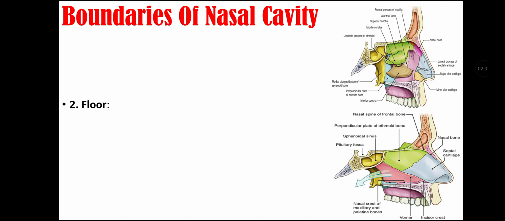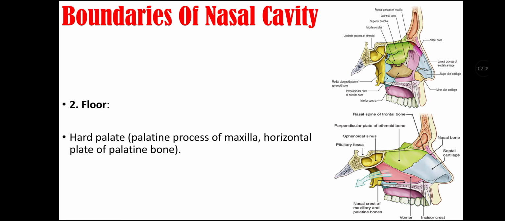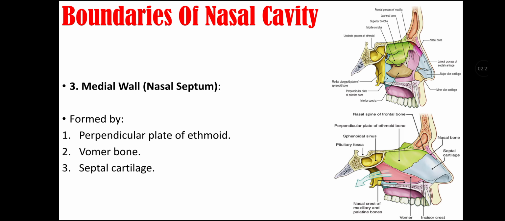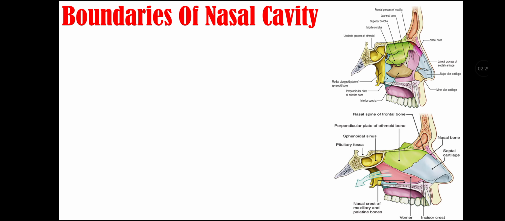Next boundary of nasal cavity is floor that is formed by hard palate. And hard palate itself is formed by palatine process of maxilla and horizontal plate of palatine bone. Third boundary of nasal cavity is medial wall that is also called as nasal septum. This is formed by perpendicular plate of ethmoid bone, vomer bone and septal cartilages.